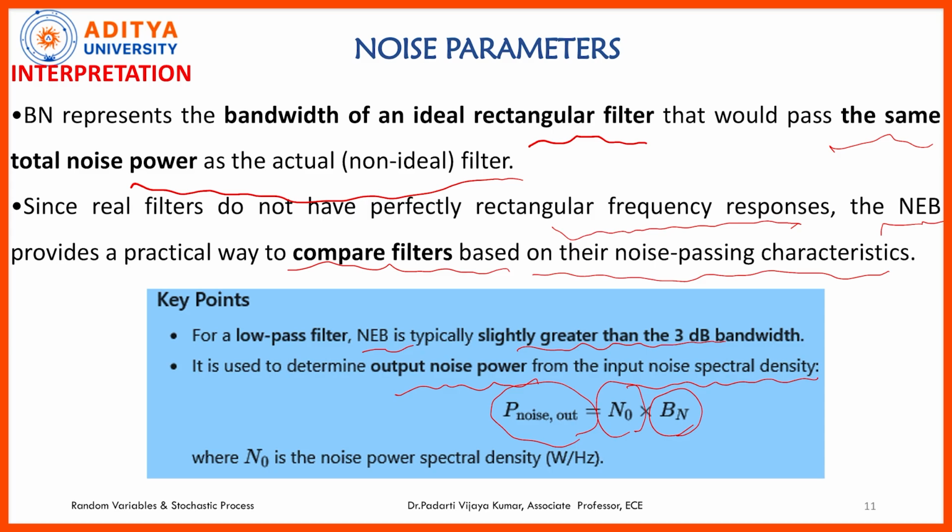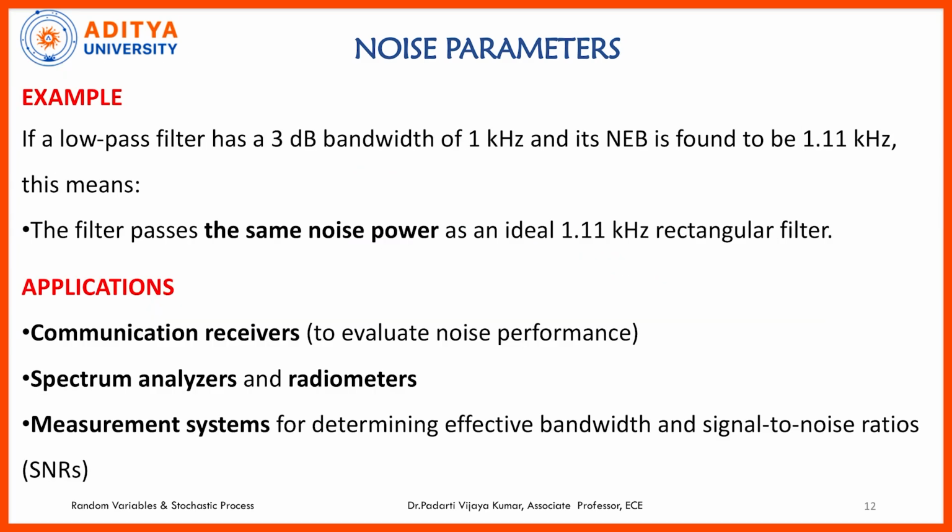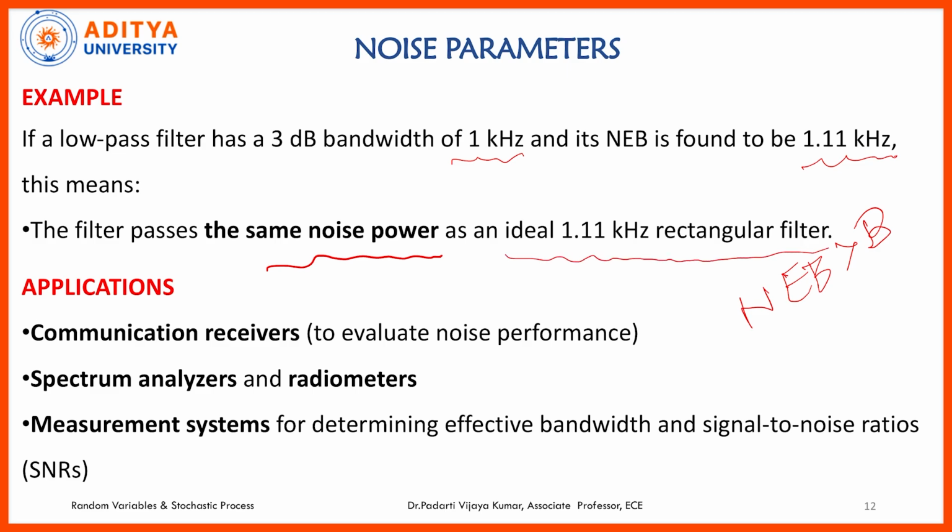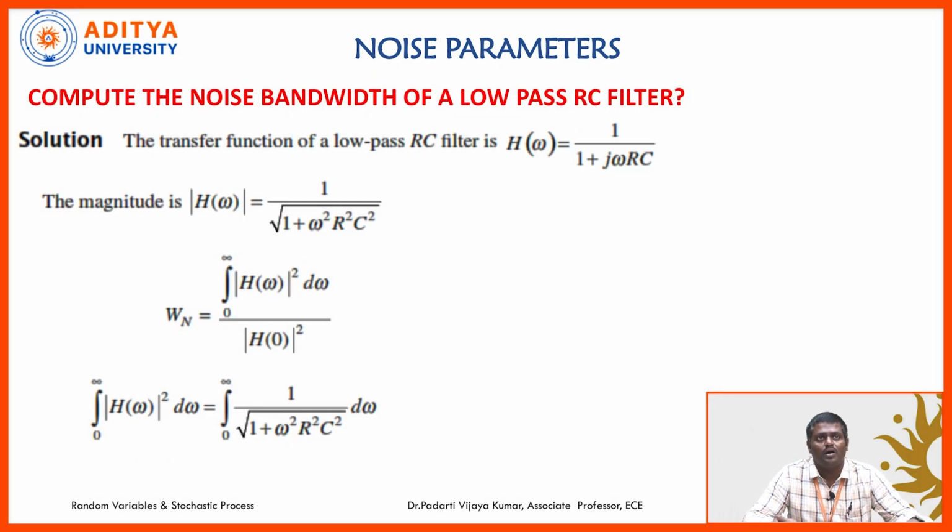You will get watts. One example problem: the general 3 dB bandwidth is 1 kilohertz and the noise equivalent bandwidth is 1.11 kilohertz. Generally, noise equivalent bandwidth is greater than the general bandwidth. The filter passes the same noise power as an ideal 1.1 kilohertz rectangular filter. The application is that the noise equivalent bandwidth concept is used in noise performance evaluation in communication receivers, spectrum analyzers, radiometers and measurement devices.